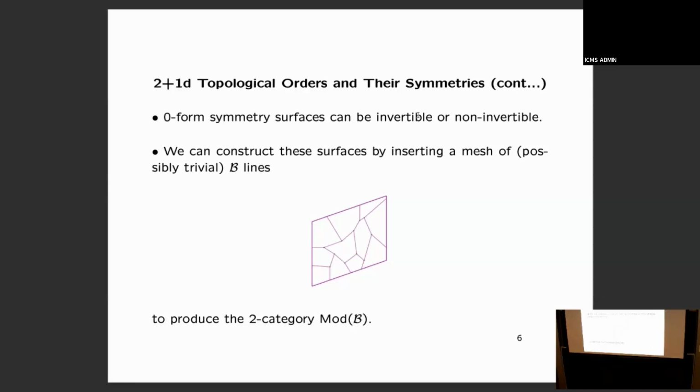Just a very silly question because I'm from different fields. Why do you call them symmetries if they are not invertible? I mean, you surely have a reason.